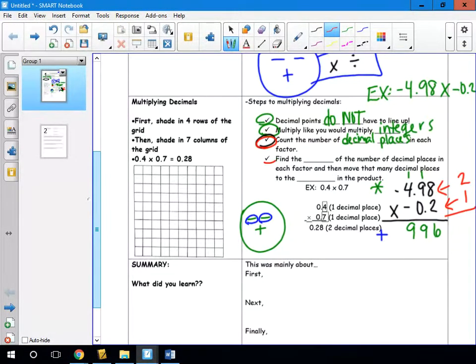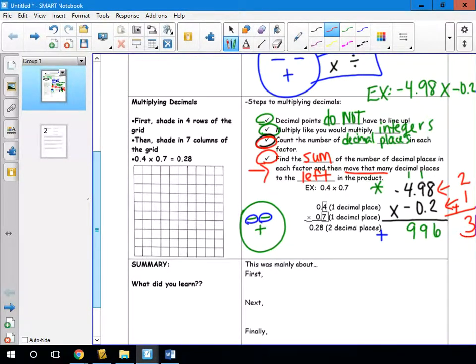Okay, third step. What are you going to do after you count the decimal places? You take those two numbers and you find the sum of the number of decimal places in each factor. So we're going to add that up. So 2 plus 1 is 3. And then right here it says, then you're going to move that many decimal places to the left in the product or in your answer.